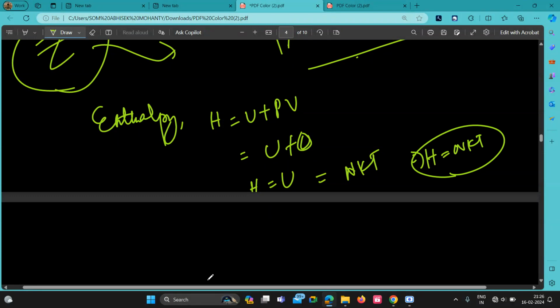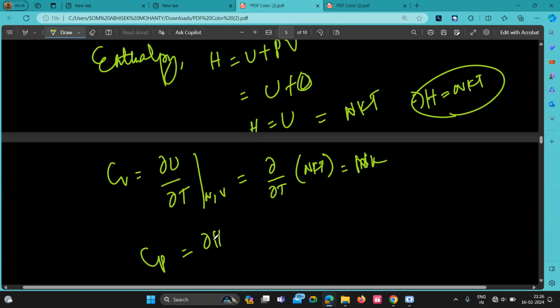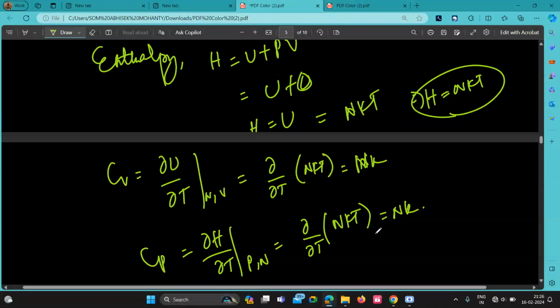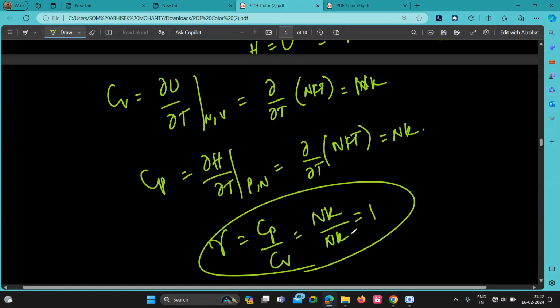Now CV is what? Del U by del T at constant N, V. So del by del T of NkT, that is Nk, right? CP is what? Del H by del T at constant P. So del by del T of NkT, so this is Nk. Now gamma, we know, is CP by CV. And if you see, these two are equal, right? Nk by Nk, this is equal to 1. Gamma is 1.